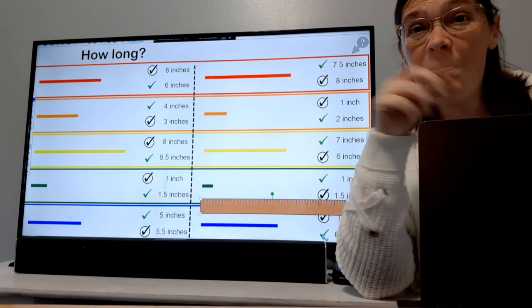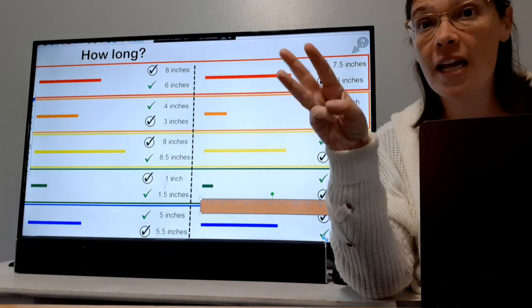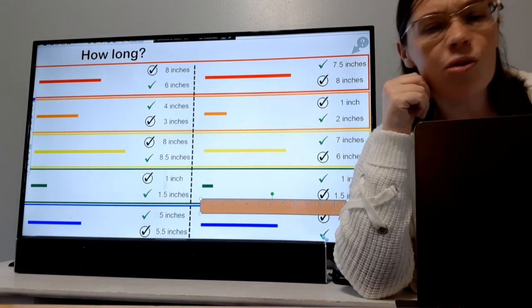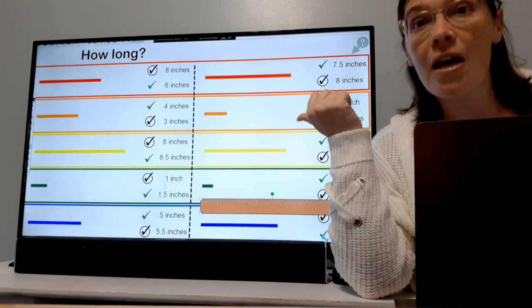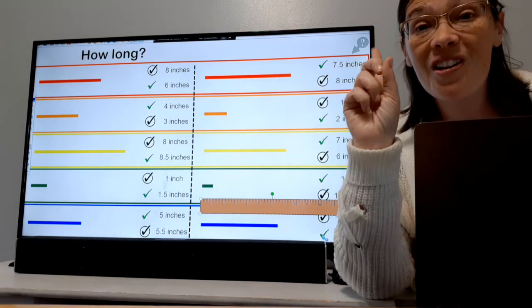Make sure you're staying up on your math facts. Make sure you're staying up on being able to count time. Make sure you're staying up on counting your coins. When you get money, try counting it. Make sure you know how to count those quarters. You know your math facts. You know how to measure with a ruler. These are all great and important things you can do all summer long.